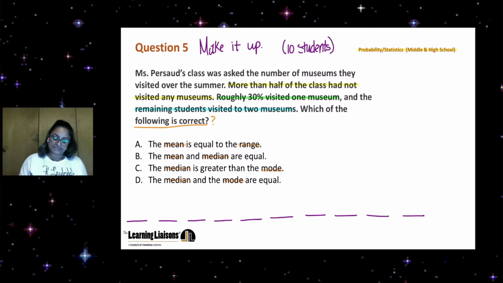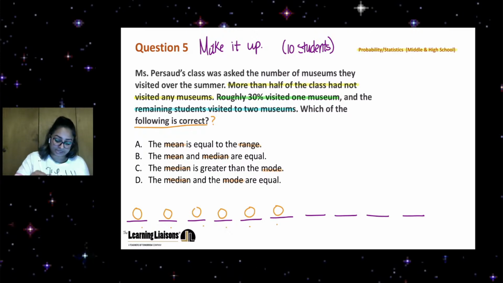So orange is going to be for my yellow, and it says more than half of the class had not visited any museums. So more than half. I don't know how much more than half is, but I do know how much half is. Half is 5. 1, 2, 3, 4, 5. And they didn't tell me how many more than half. So I can't assume too much, but it just needs to be more than 5. So we're going to go with 6 students had not visited any museums. So 6 students get zeros.